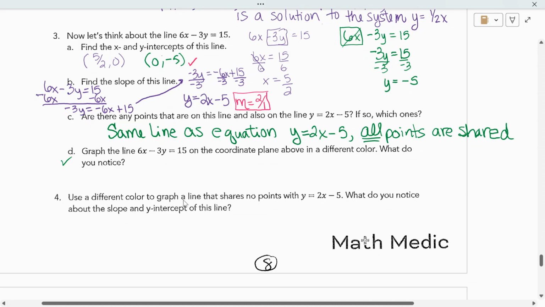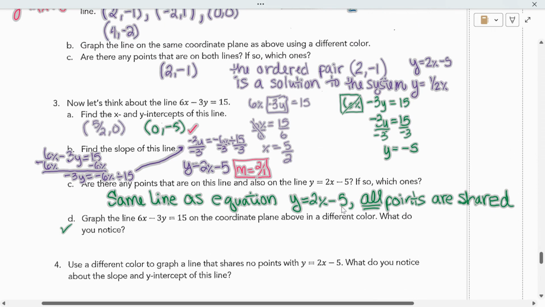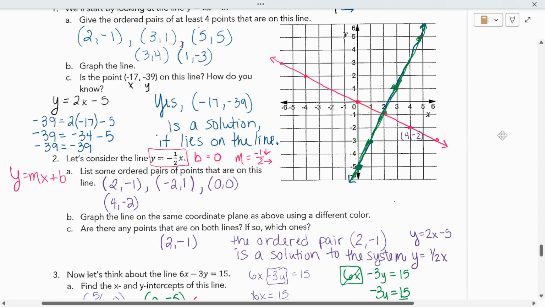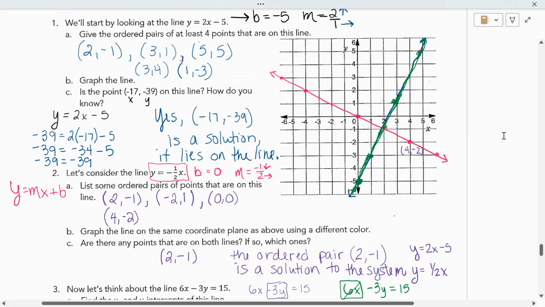So the last one says use a different color to graph a line that shares no points with y equals 2x minus 5. No points. So if it's never going to share any points, it means that they're never going to do what? They're never going to intersect. So what kind of line do we need to draw? We need to draw a parallel line to our green-blue line.